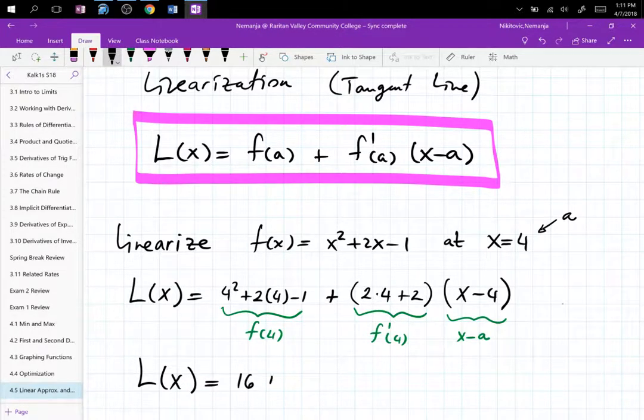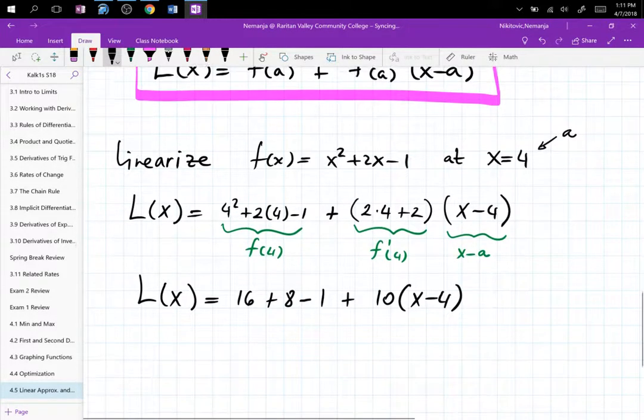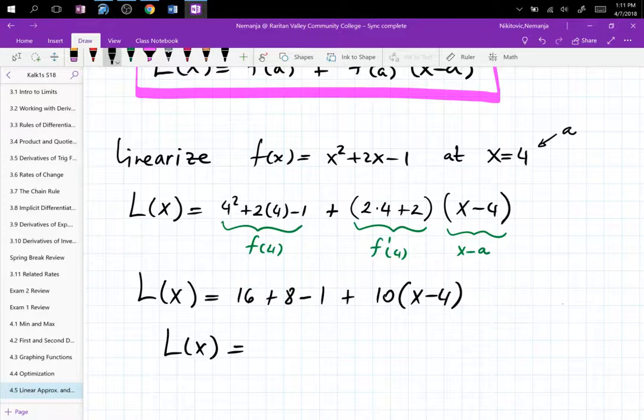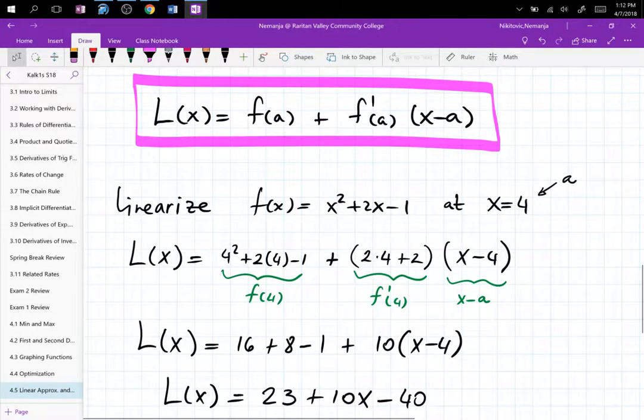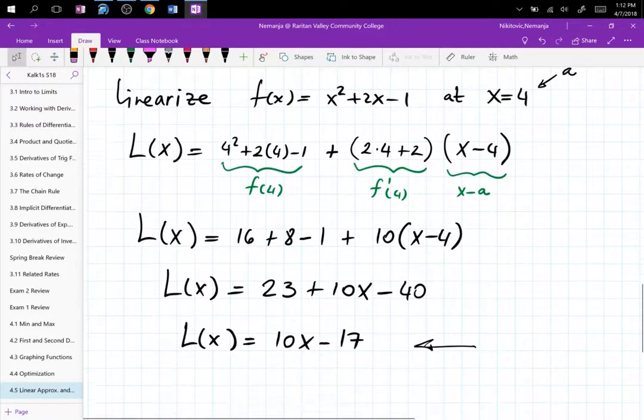That's 16 plus 8 minus 1 plus 10 times x minus 4. And you just need to clean this up. 16 plus 8, 24, minus 1 is 23, plus 10x minus 40. L of x is equal to 10x minus 17. There you go. So now if I needed to compute something that is close to 4, it would be much better to compute it here than in the original problem.